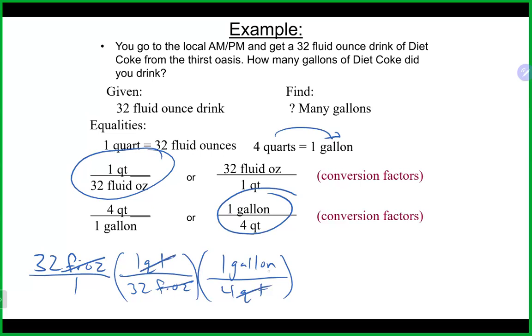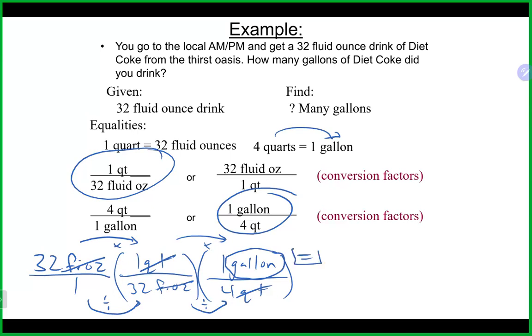Quarts and quarts will cancel. The only unit left is gallons, which is on top, which is what I'm looking for. Once again, here we're going to multiply whatever is up on top. We're going to come back and divide by whatever is on the bottom. I again can multiply as many numbers as I want up on top.